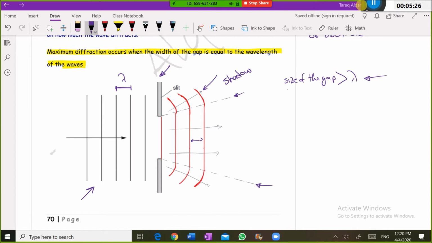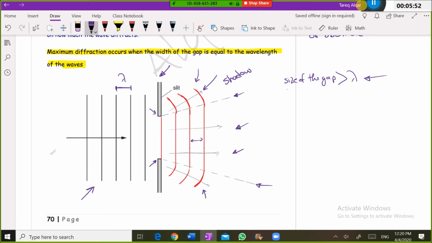Here the waves will continue in a straight line in this region. Beyond these edges, the waves start spreading out, or part of the wave is spreading out. This is called the geometric shadow, or shadow. Here, guys, we will observe shadow beyond the edges.